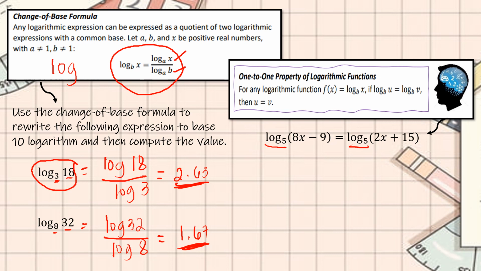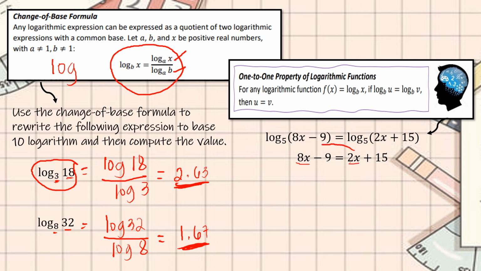So, sabi sa one-to-one property, pwede mo na nang alisin itong logarithm. So, ang kukunin mo na lang or yung isa-solve na lang is si 8x minus 9 tsaka si 2x plus 15. So, bring down natin yan. So, 8x minus 9 equals 2x plus 15. Then, solve for x. So, kapag nag-solve tayo ng x, kukunin mo lang yung magkakapareho, combine like terms. So, ang like terms dito ay si 8x tsaka si 2x.